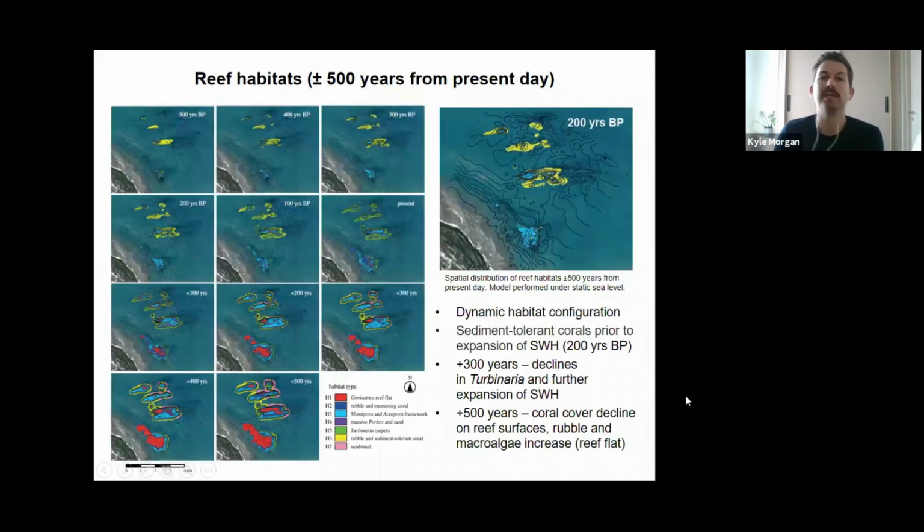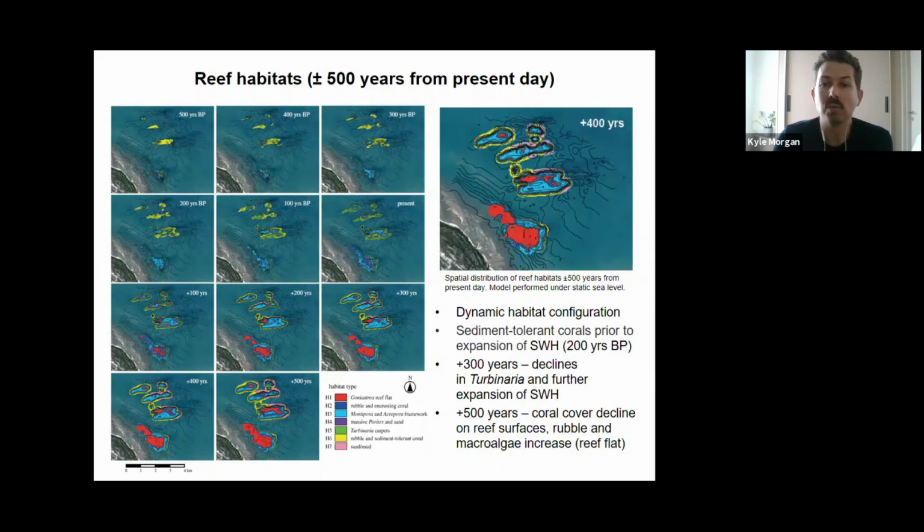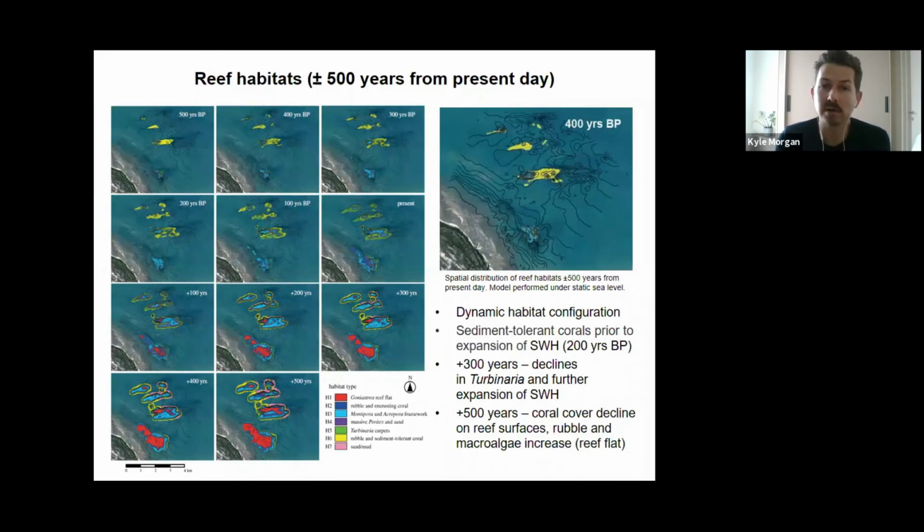But what does this mean for the reef habitats themselves? Again, if we look at these same time slices of 500 years before and after present day, we see that habitat configuration on these turbid reefs is very dynamic over geomorphic timescales. We see very large and clear shifts in the spatial extent and also the configuration of the habitat types. Starting off around 500 years ago, sediment tolerant corals were some of the main dominant taxa that initiated these reefs, and this agrees with what we see in our core records.